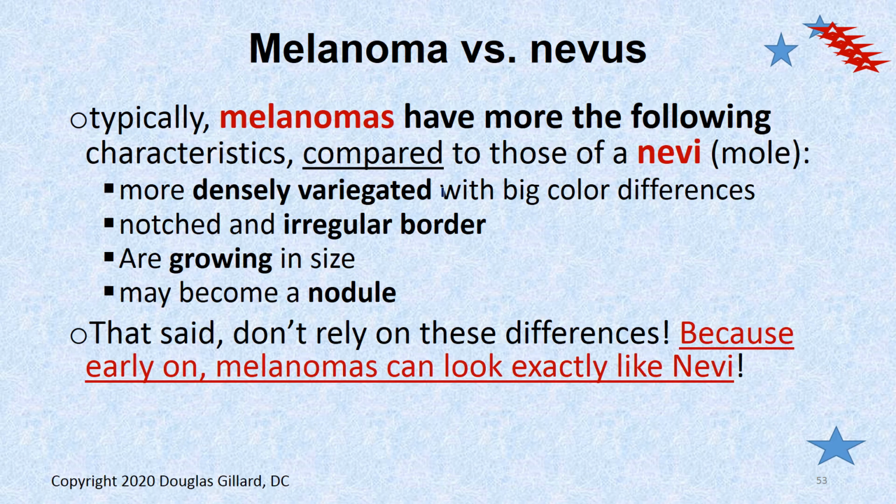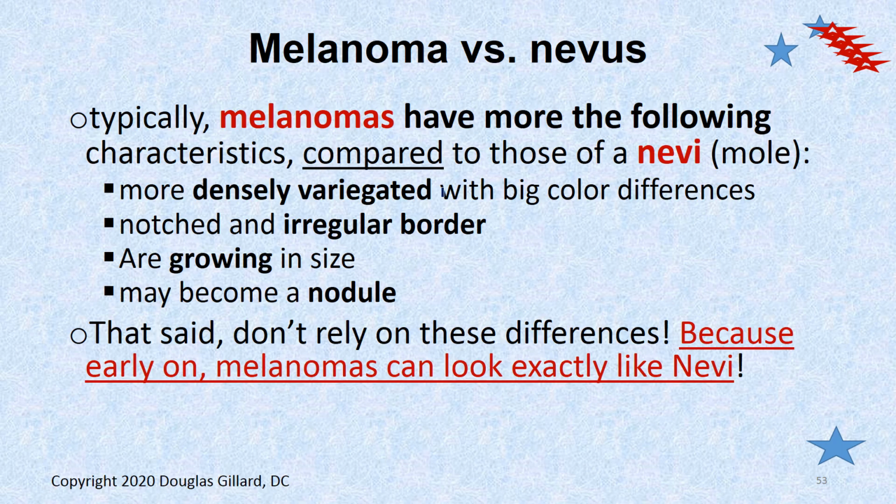What about melanoma versus a nevus or versus a mole? So typically melanomas have more of the following characteristics compared to a nevi. Melanomas are more densely variegated. Moles may not be variegated at all. Melanomas have very notched out irregular borders. Moles are more smooth. Melanomas grow. Moles can grow, but then they stop and they just sit there for the rest of your life. But melanomas get bigger and bigger and bigger.